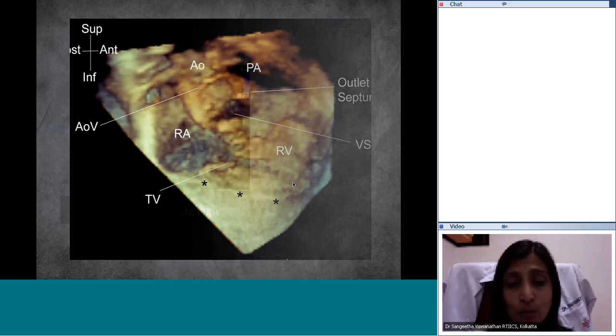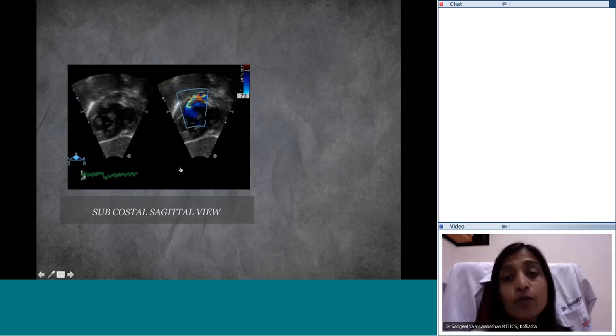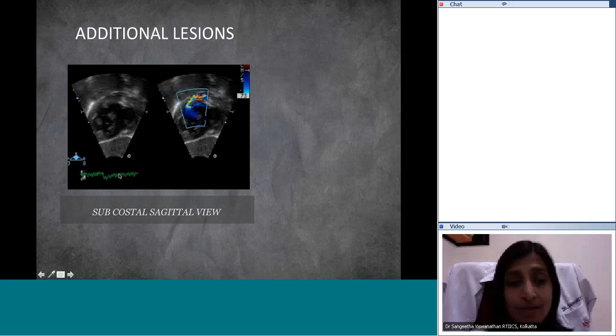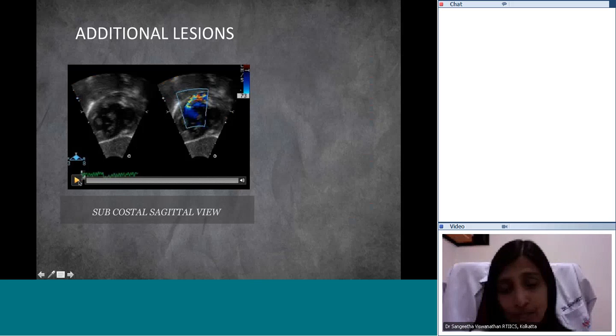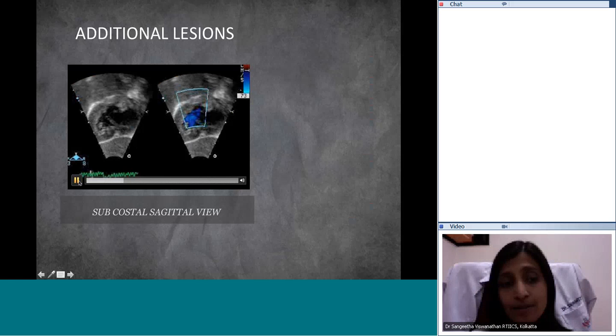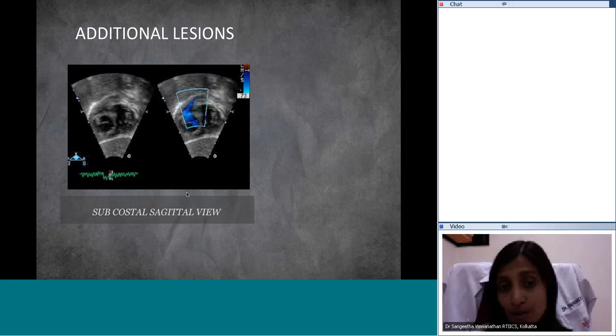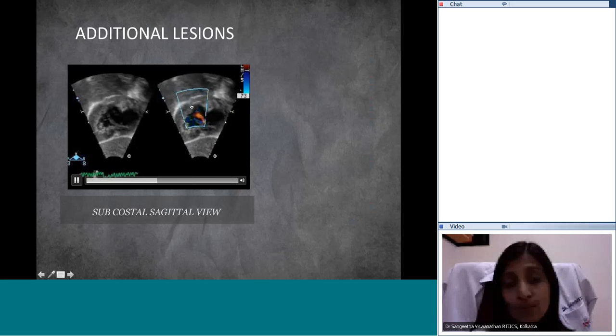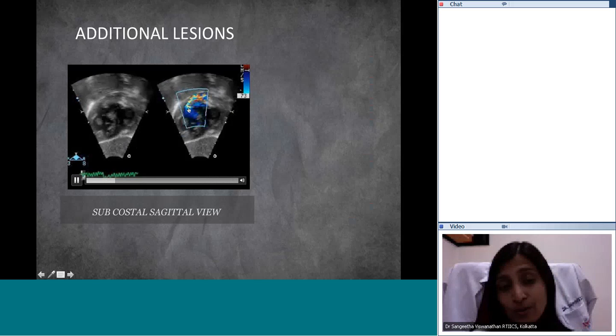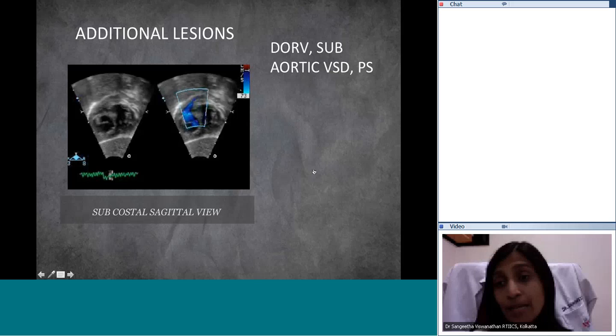Now, of course, we have to look for additional lesions, and this is double outlet right ventricle with a subaortic VSD with PS as well. Okay, so this is another subcostal sagittal view, which is tilted more towards the left, and it shows the right ventricular outflow tract or the pulmonary outflow tract with subpulmonary and pulmonary stenosis. So this patient will behave like a tetralogy of Fallot.